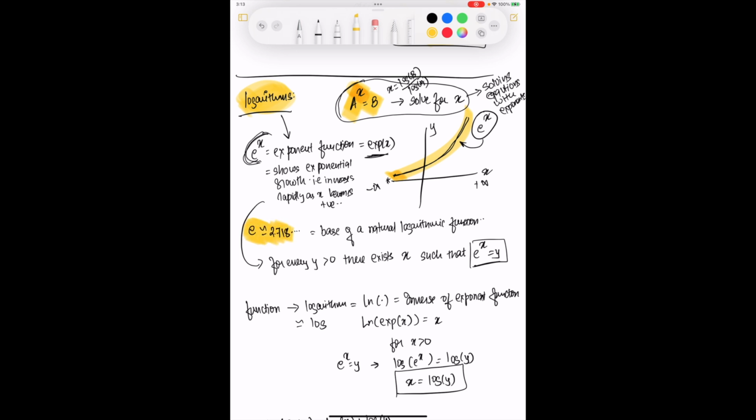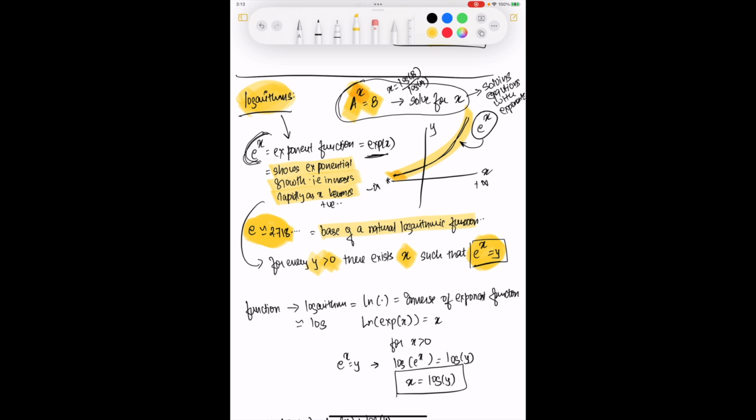And this e is derived to be equal to approximately 2.718, right? It's the base for the natural logarithmic function. In a sense, it's modeling the exponential growth or increase in y as x becomes positive, right? As x increases, y grows exponentially. And for every y greater than 0, there exists x such that e raised to x equals y.